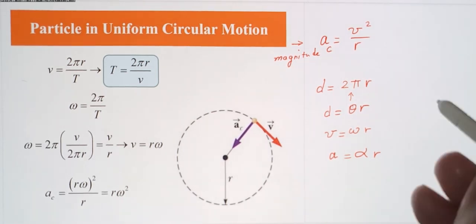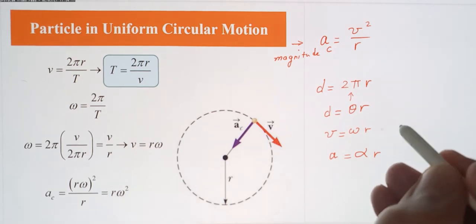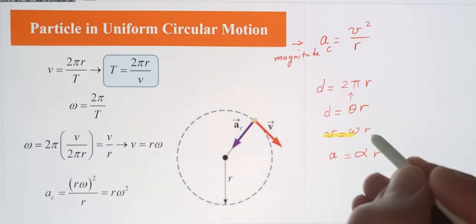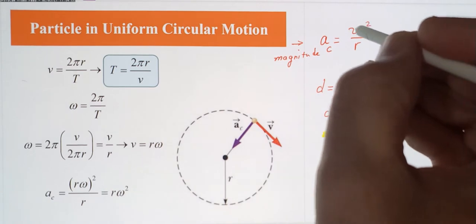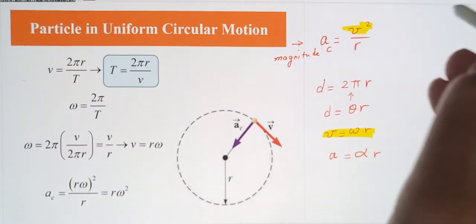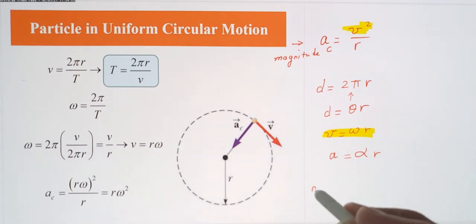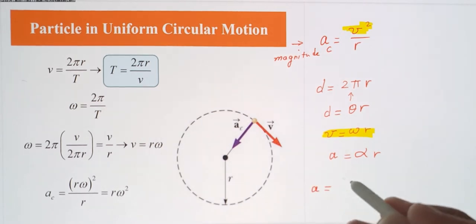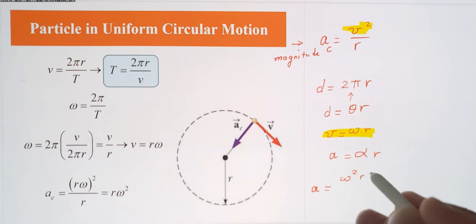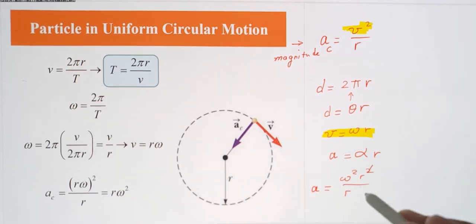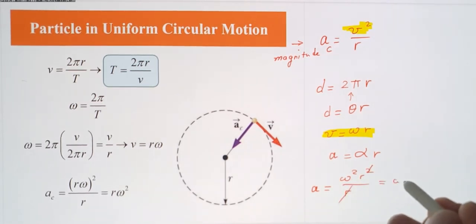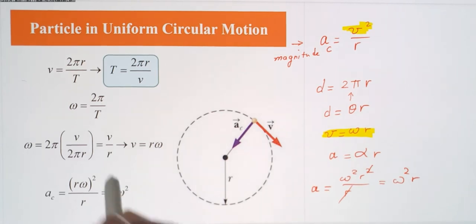So here he used this relation and he substituted v here. So we end up with acceleration is equal to omega square r square over r. So omega square r, this one.